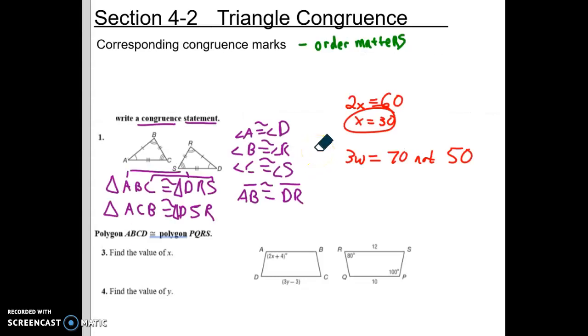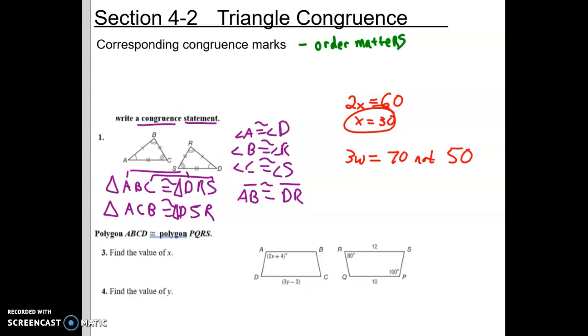Be able to use the congruency marks, because what if we change the order from ACB? ACB should be congruent to DSR. Angle A is congruent to D. B is congruent to R. C is congruent to S. Even with the sides, the order matters. If you're going to say AB, you have to say DR. You're not even supposed to say RD.